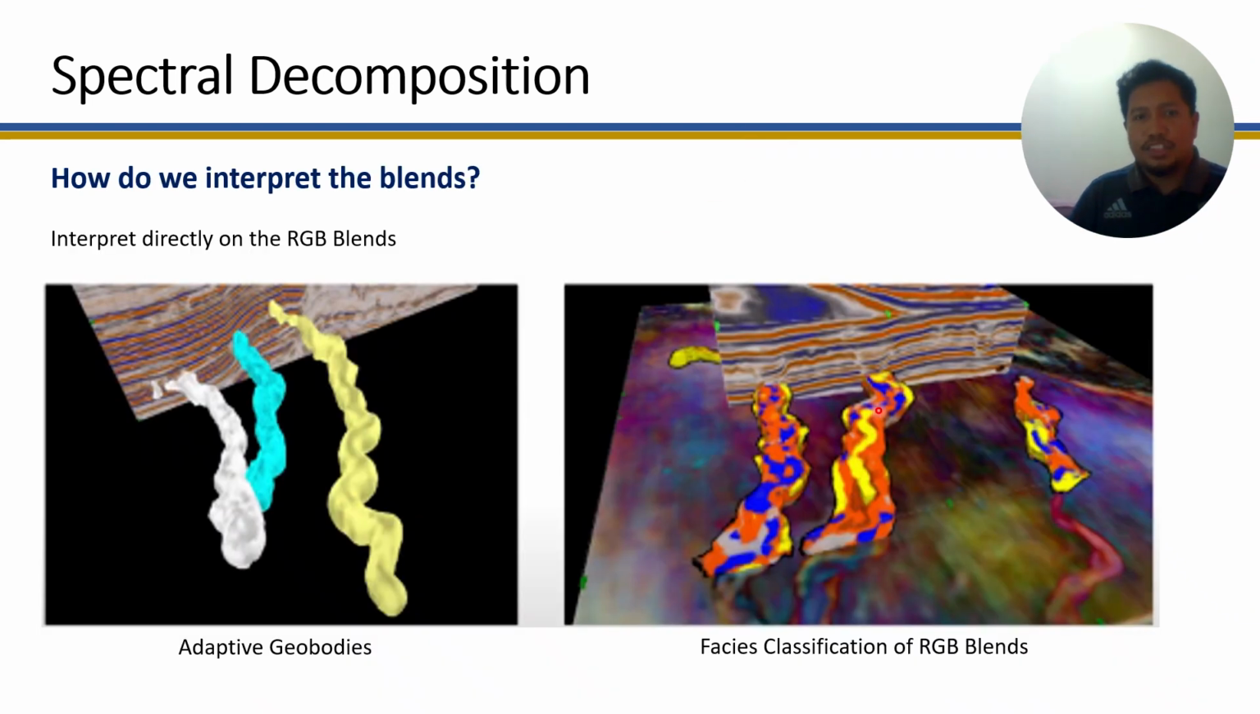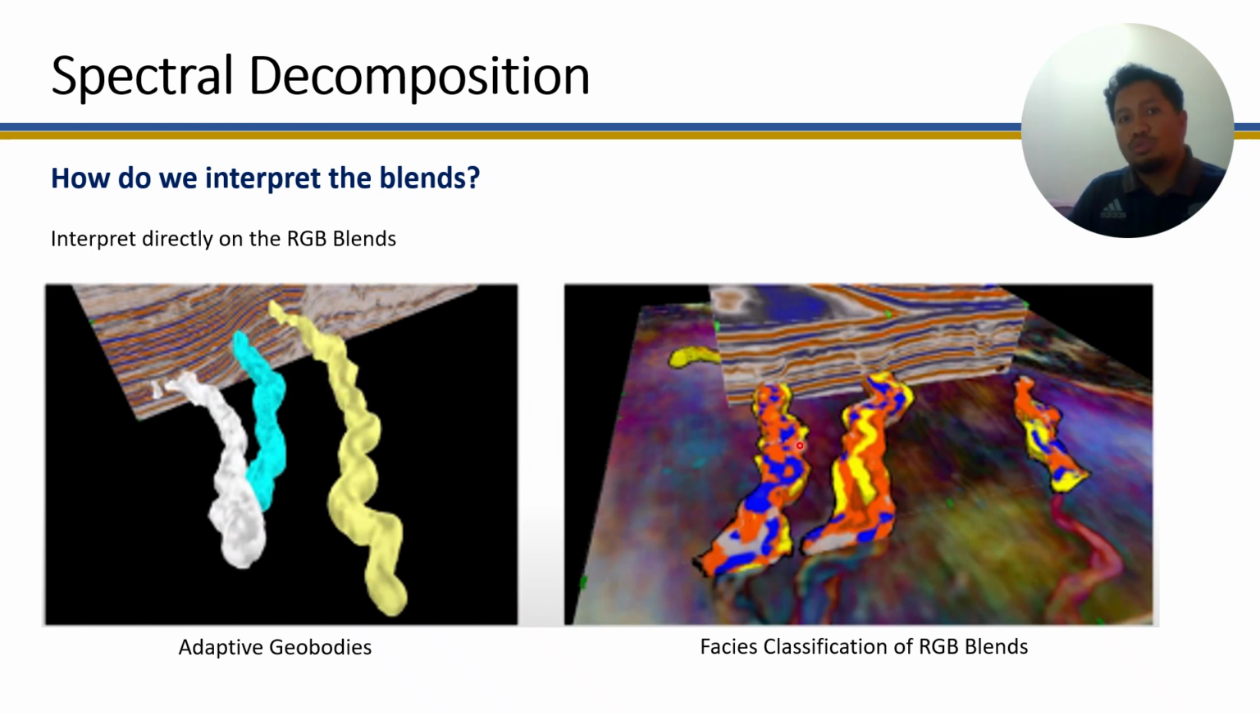But it is important that we don't just look at the RGB blend and leave it there. There are tools available in the current software that allow us to interpret directly based on the RGB blend itself, and to extract out adaptive geobodies that show us at least the morphology of the channel. So we can get a 3D interpreted object of those channel features. From that we can get volumetrics.